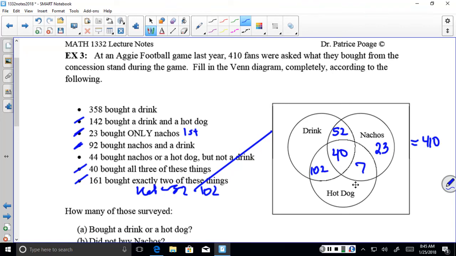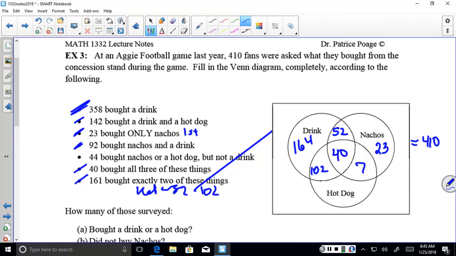358 bought a drink. That drink circle needs to add to 358. Can I do that one now? 358 minus all those numbers would give you 164. 164 people who did what? Only bought a drink, not nachos or hot dog.